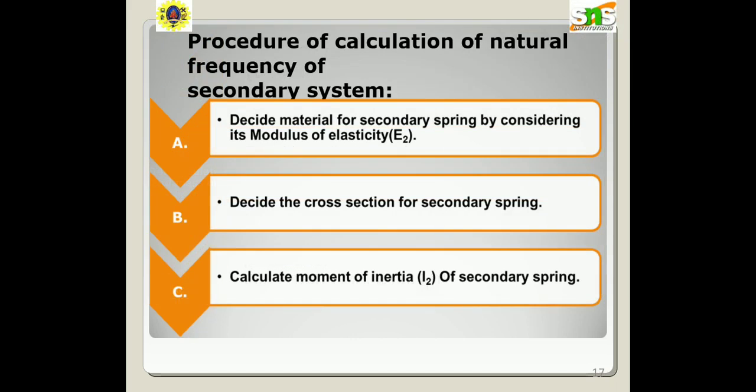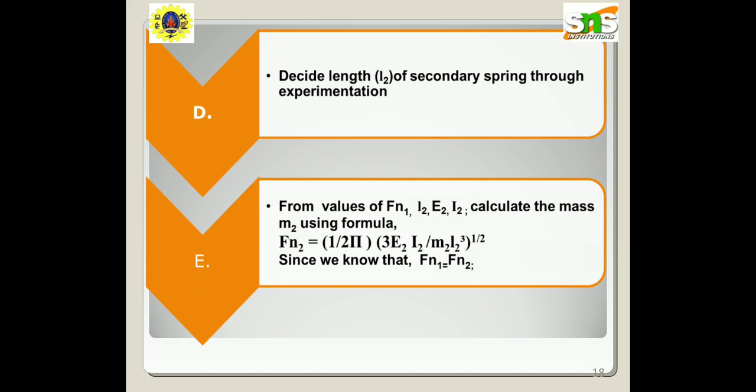Next is the procedure for calculating the natural frequency of the secondary system. A and B: decide the material for the secondary spring by considering its modulus of elasticity. Decide the cross section of the secondary spring, and third, calculate the moment of inertia of the secondary spring. D and E: the fourth step is to decide the length of the secondary spring through experimentation, and the last one is, from the values of frequency, moment of inertia and Young's modulus, calculate the mass M2.